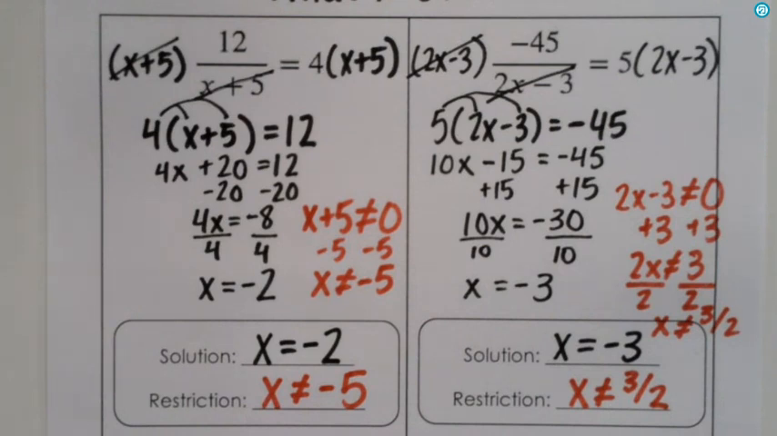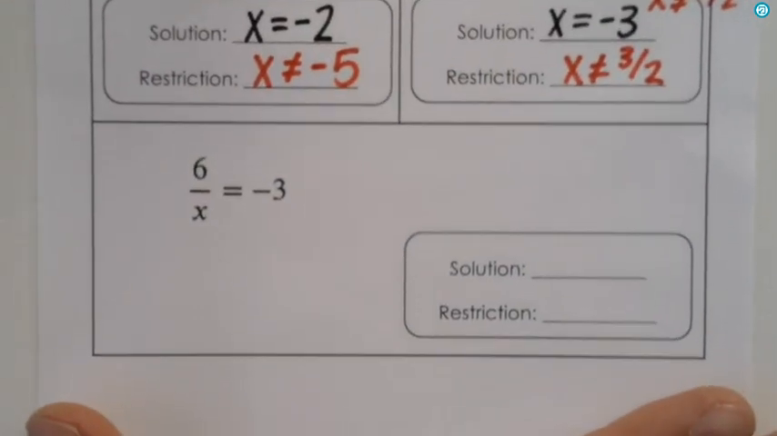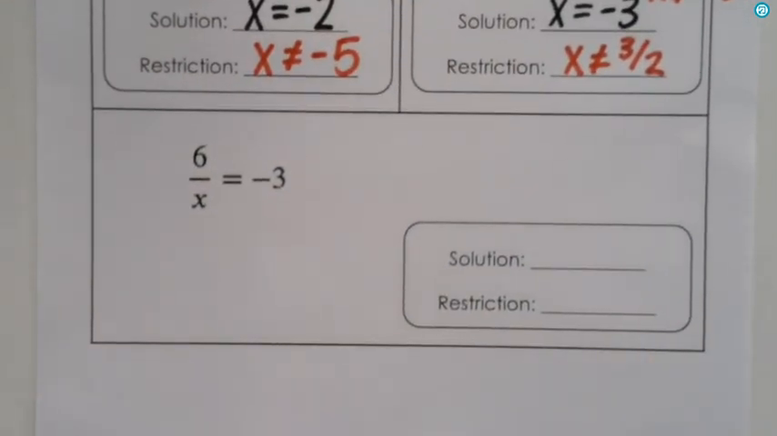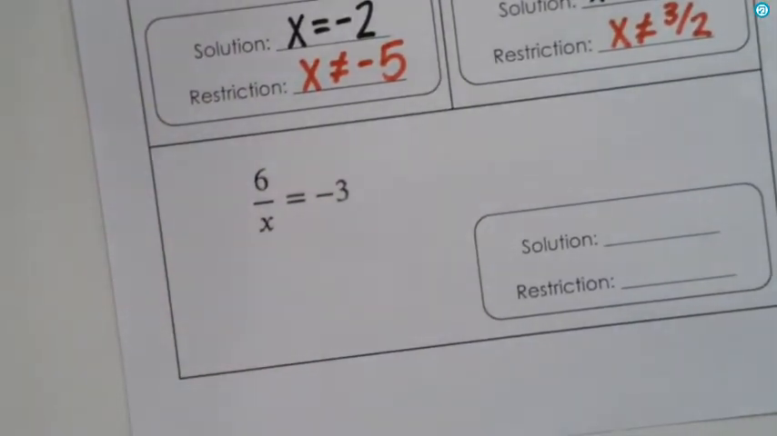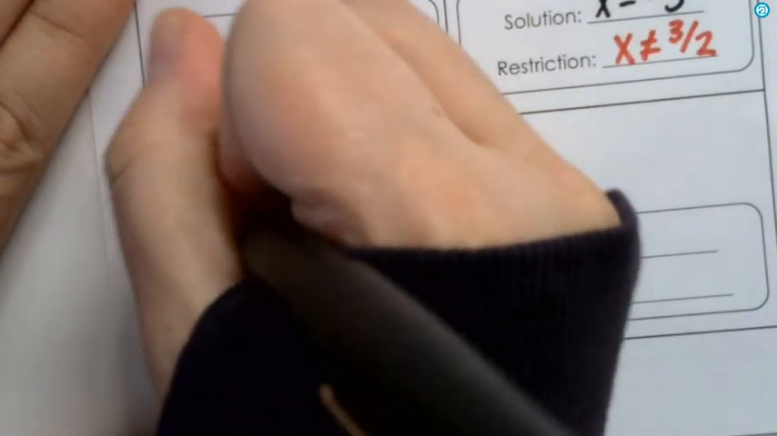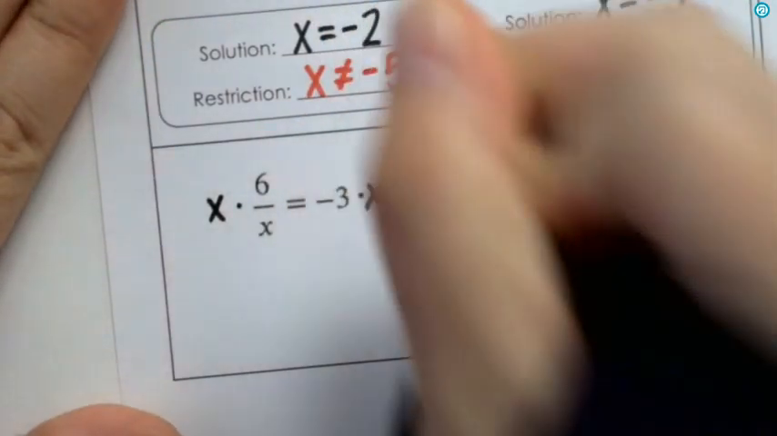Hey, and then the last one we've got here is 6 over x equals -3. What's different about this one than the two we've seen? It's just x on the bottom. So there were x's on the bottom here and here, but this one was x and a lot of other stuff. This one is just x on the bottom. So that means to multiply, we just need to multiply by x. So multiply by x, multiply by x.